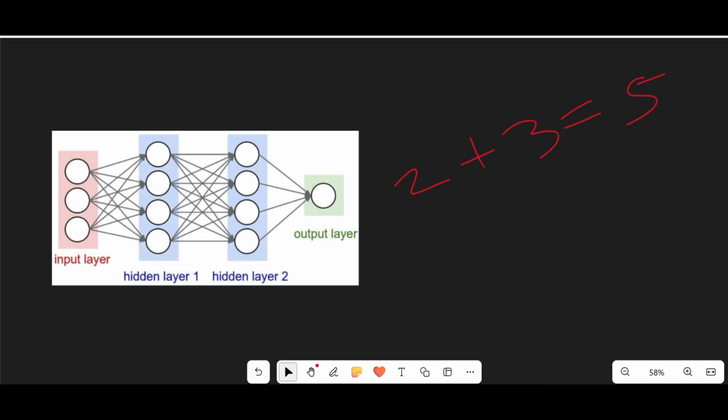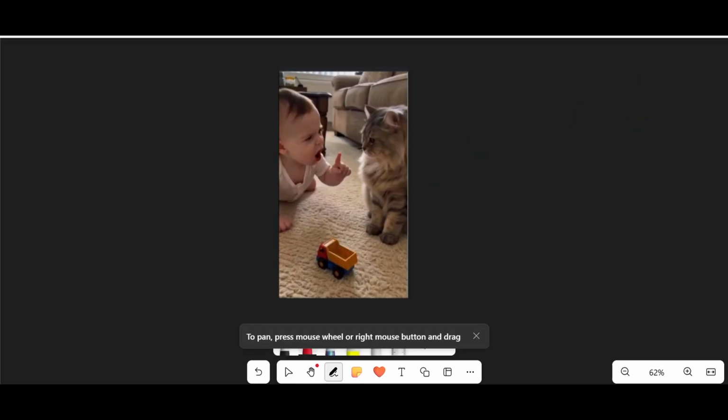Instead of writing thousands of rules, what if a computer could learn from examples just like humans do? Think about a child. A child doesn't know what a cat is from birth, but after seeing many cats, the child learns to recognize one without anyone writing rules. Our brain learns by seeing, listening, and practicing. This gave scientists a new idea. What if we build a computer system that learns from data instead of only following fixed rules? This idea led to the creation of artificial neural network.